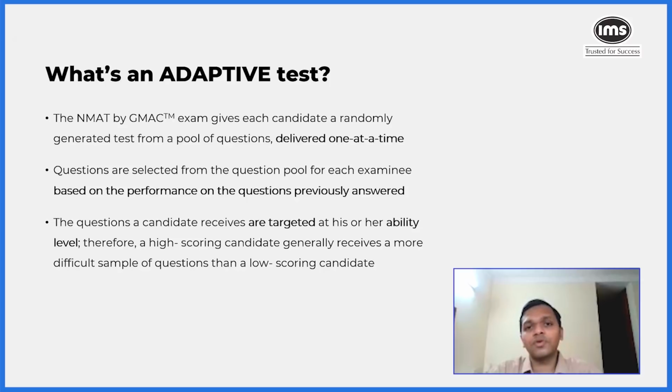So if I am aiming for a high score, it's not only going to be about how many questions I get correct, but also about how many difficult questions I get correct. So the more difficult questions I see in my paper and I'm able to answer those questions correctly, my score will tend to be on the higher side.